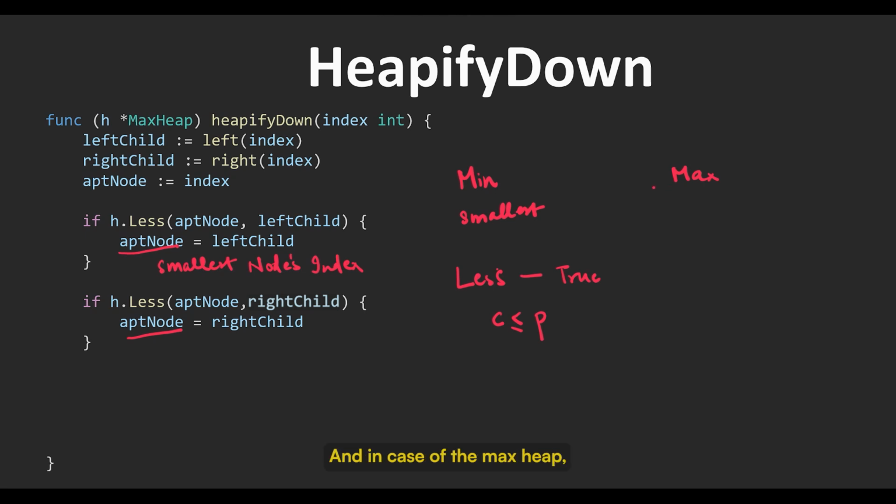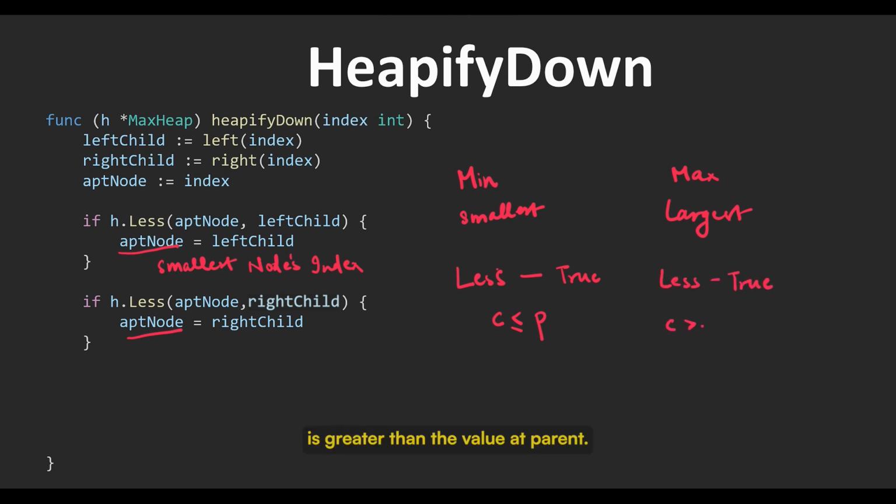And in case of the max heap, the apt node should store the index of the largest node. So less should return true if the value at the child is greater than the value at the parent.